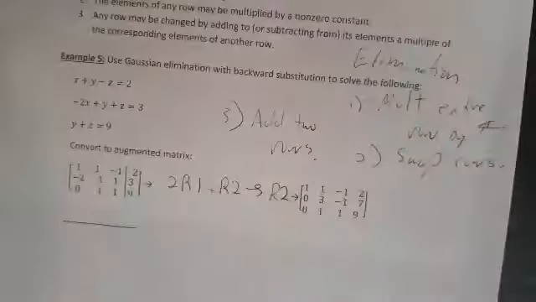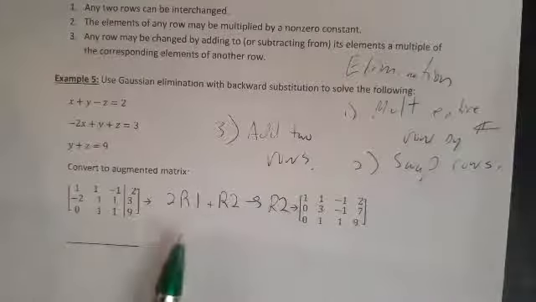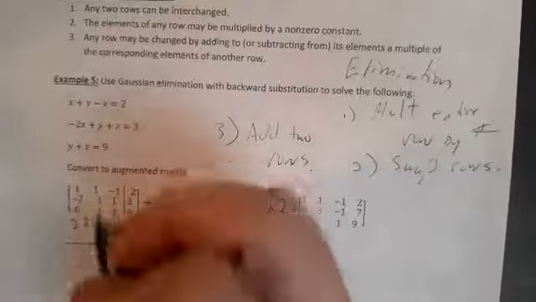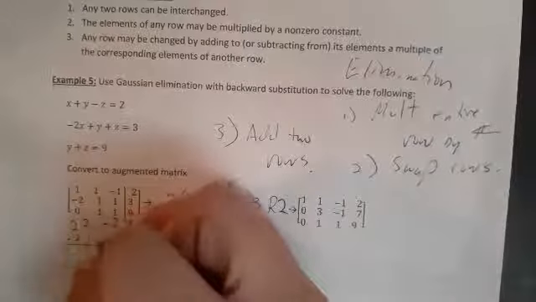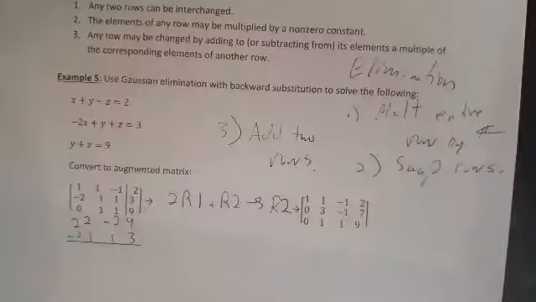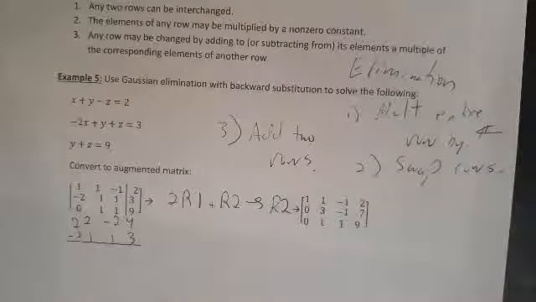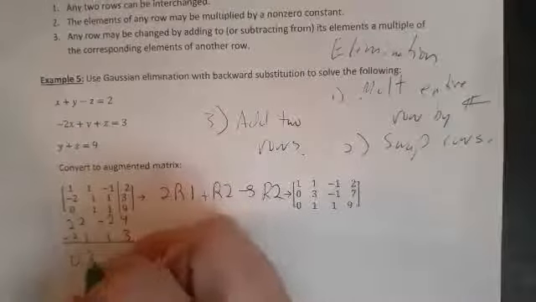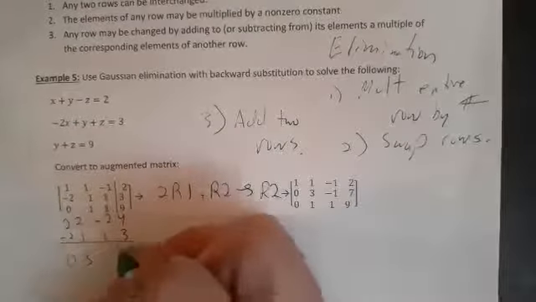The first thing I did in my notes is 2 times my row 1, something like 2, 4, minus 2. So I multiplied my first row by 2 and added it to my second row, and it's going to take the place of my row 2. If we add these two rows, I'm going to get 0, 3, minus 1, 7.